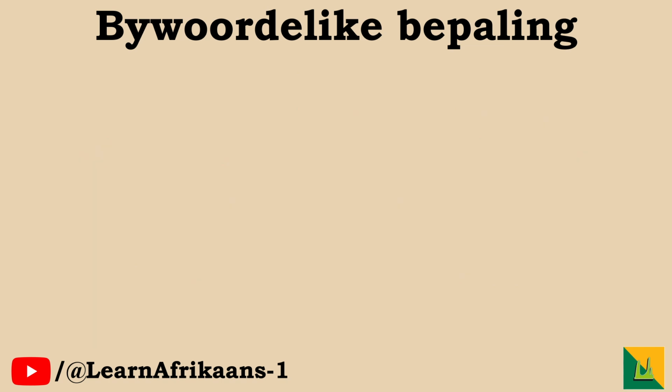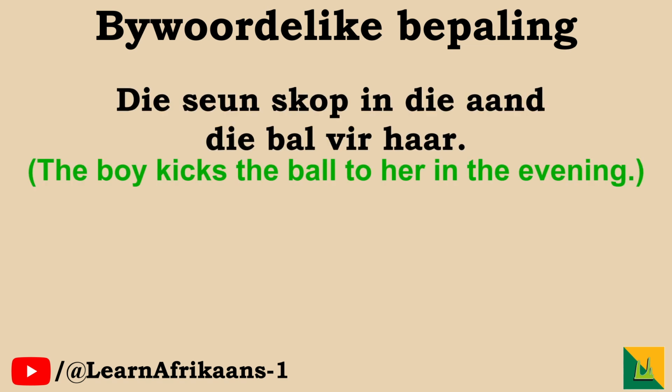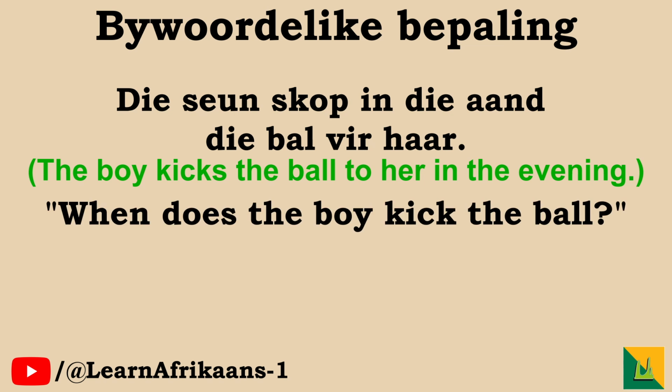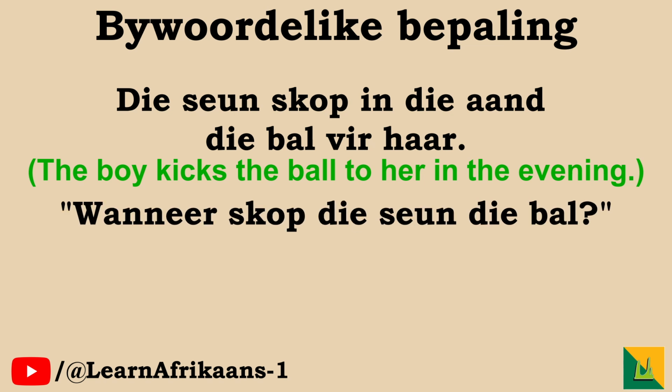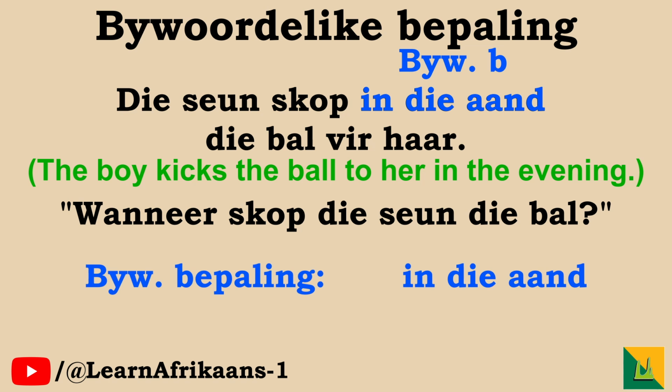Bywoordelike bepalings can be more than one word. Like for example, die seun skop in die aand die bal vir haar. Here you can ask, when does the boy kick the ball? Wanneer skop die seun die bal? In die aand. That is your bywoordelike bepaling.